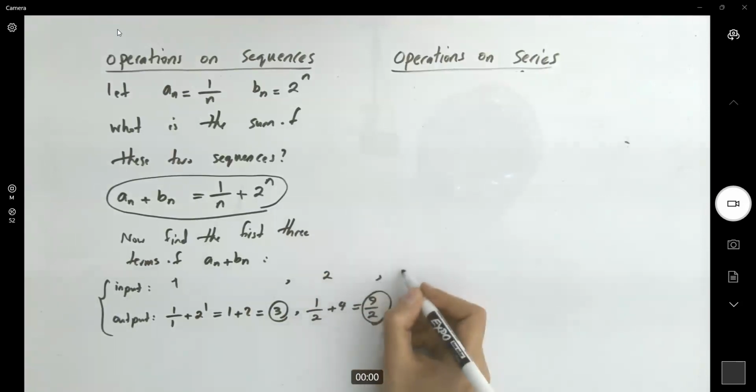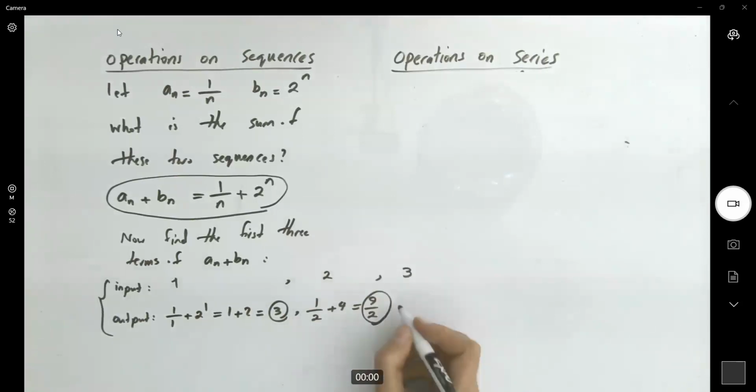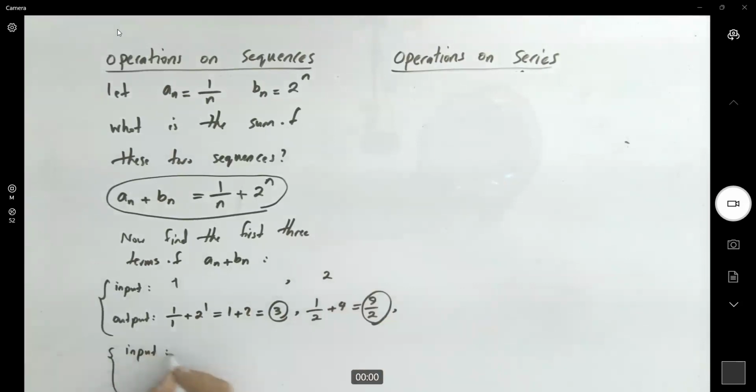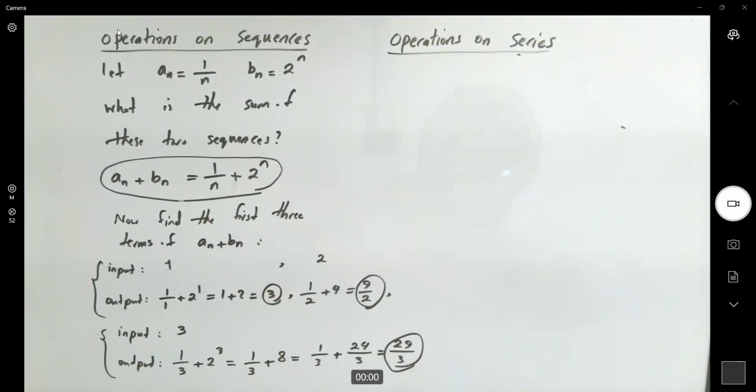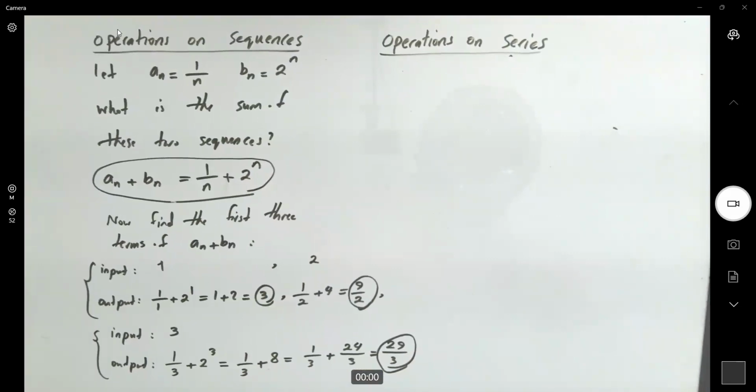If my input value is 3, then what is my output value? It's going to be a third. Let me write this here. If my input value is 3, my output value is going to be a third plus 2 to the third, or a third plus 8, a third plus 24 over 3, or 25 over 3. So these are the first 3 terms of this new sequence. Very good. So that's how we add sequences together.